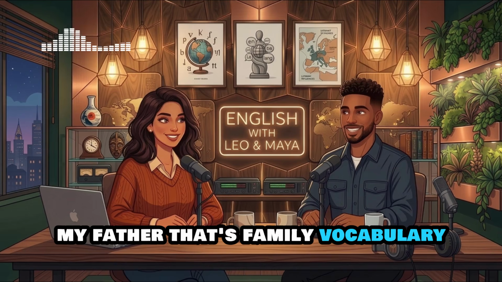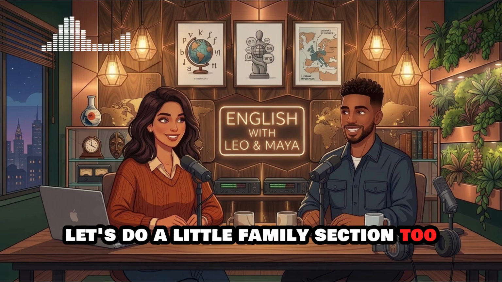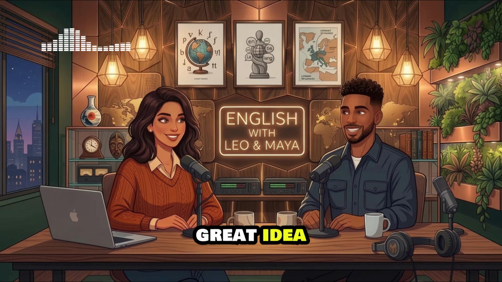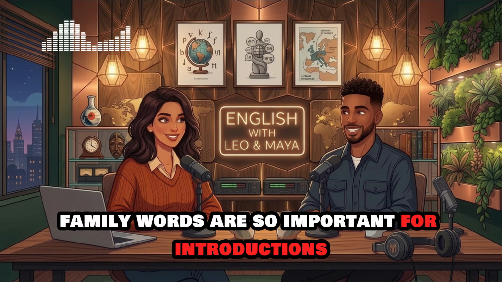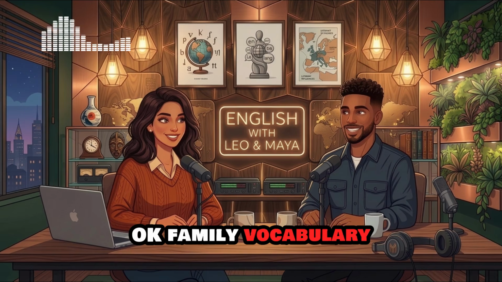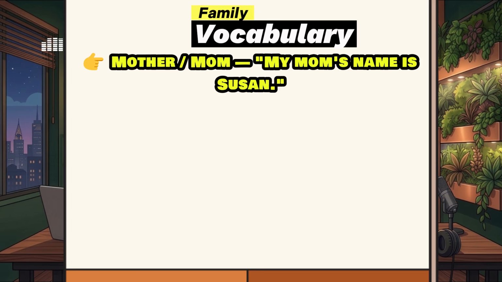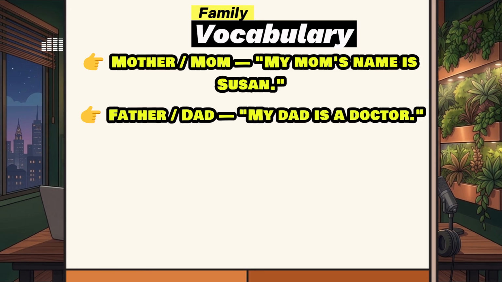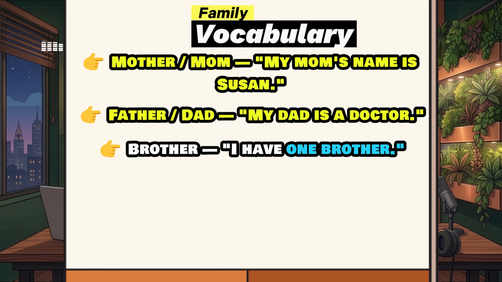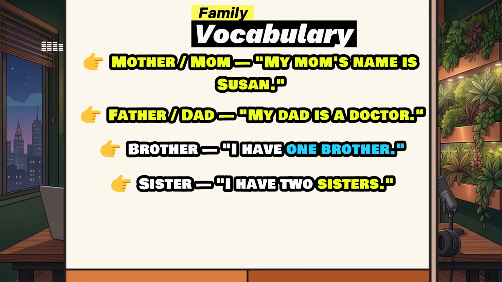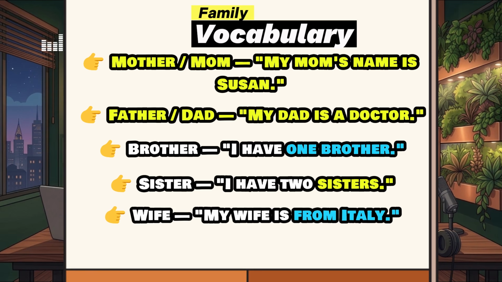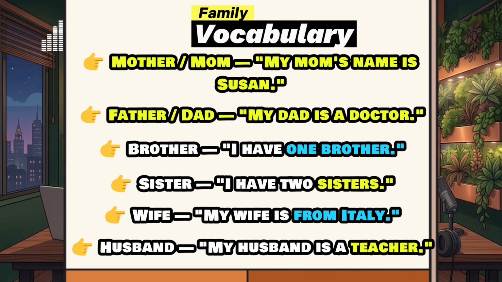Oh, my father. That's family vocabulary. Let's do a little family section too. Oh yes, great idea. Family words are so important for introductions. Okay, family vocabulary. Listen and repeat. Mother, mom. My mom's name is Susan. Father, dad. My dad is a doctor. Brother, I have one brother. Sister, I have two sisters. Wife, my wife is from Italy. Husband, my husband is a teacher.